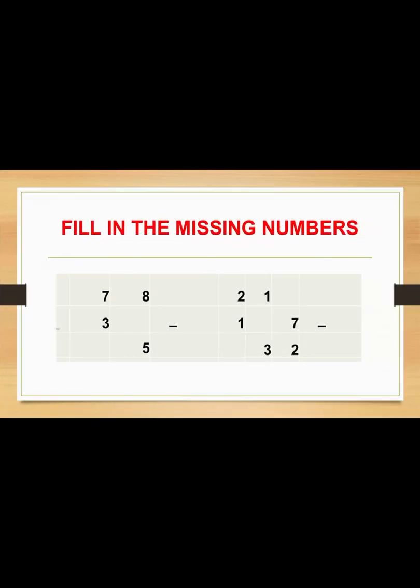Now fill in the missing number. I have given some numbers here. Look at 78 minus 3 dash, and the answer given is 5. What will be put here? First you have to do 8 minus 5, how much is it? 3. So here it will be 3, and 7 minus 3 is what? 4. So 45 will be the answer.